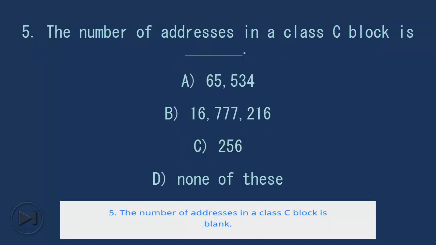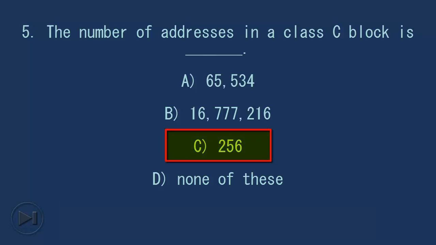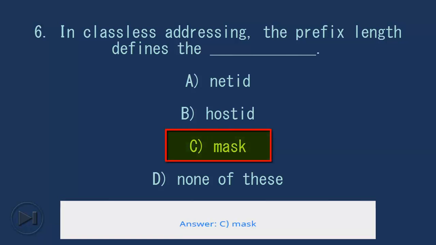5. The number of addresses in a Class C block is blank. A. 65,534. B. 16,777,216. C. 256. D. None of these. Answer, C. 256. 6. In classless addressing, the prefix length defines the blank. A. Net ID. B. Host ID. C. Mask. D. None of these. Answer, C. Mask.